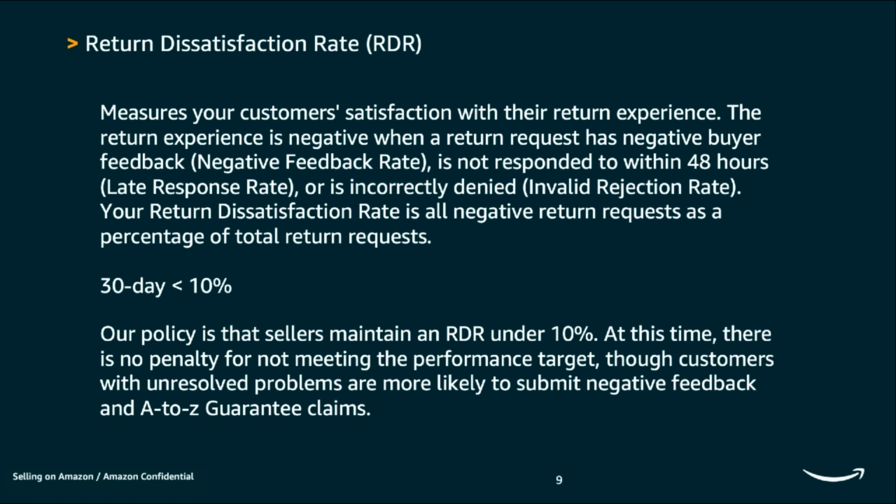The third one is invalid rejection rate. Invalid rejection rate is measured if an in-policy return is rejected or closed incorrectly by the seller. In Amazon, if the return is initiated by the buyer, you as a selling partner can either close or authorize it. You can close a return if you're able to resolve it. Just keep in mind to use appropriate closing reasons. For more details about this, please search return dissatisfaction rate on the help pages.